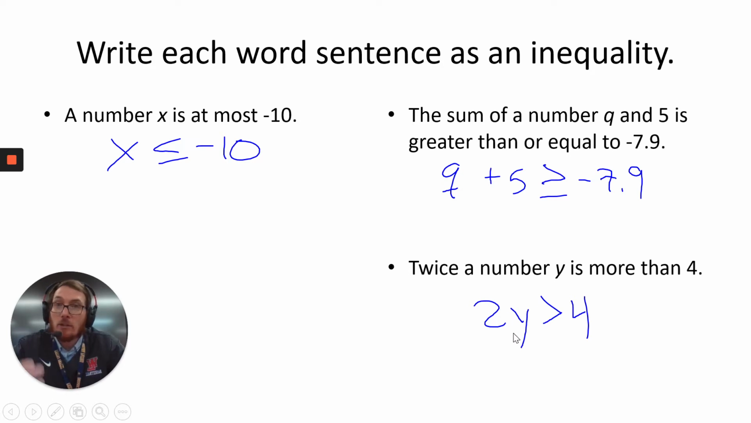The next one is greater than or equal to negative 7.9, that one's pretty straightforward. And twice a number means 2 times that is more than 4, so that does not include 4, but you can't put 3 because it could have been something like 3.7 and things like that. So you have to go all the way up to 4 but not include it. Whatever variable is given to you in the question, you want to make sure you use that. If it doesn't tell you which one to use, then you get to choose your variable.